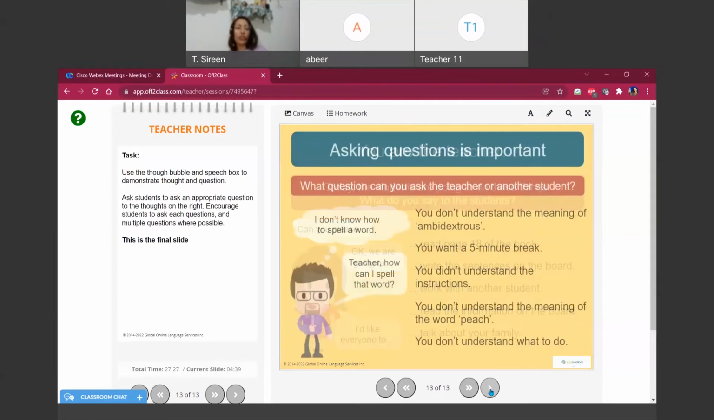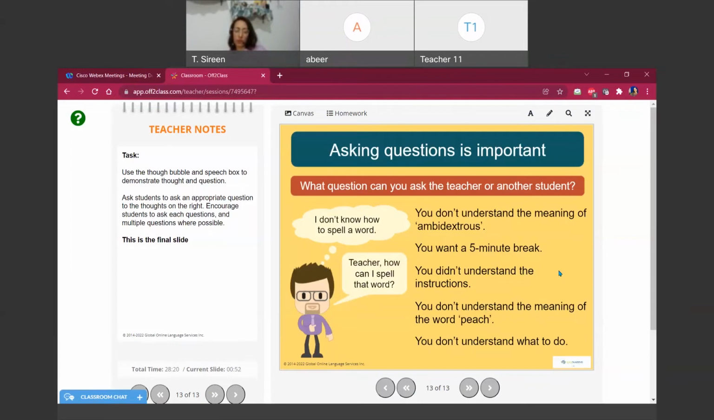Now, asking questions is important. What questions can you ask the teacher or another student? So here, for example, I don't know how to spell a word. Teacher, how can I spell that word? Can you read these sentences, please? You don't understand the meaning of ambidextrous. You want a 5-minute break. You didn't understand the instruction. You don't understand the meaning of the word peach. You don't understand what to do. How can we match these? What questions can you ask the teacher or another student? How can we ask questions, for example?